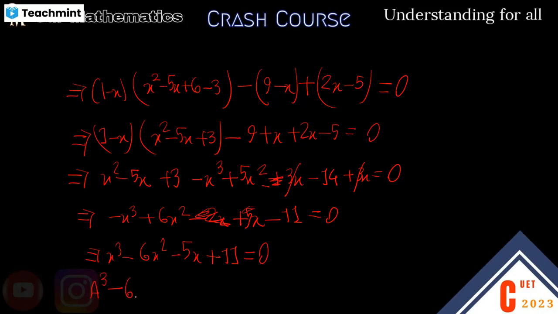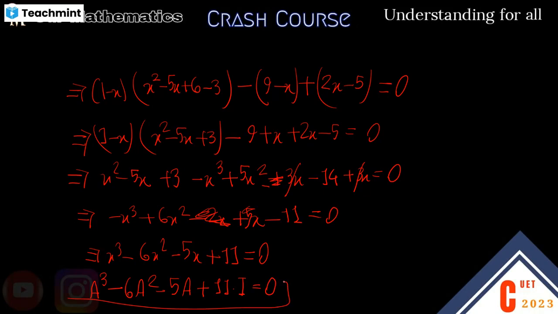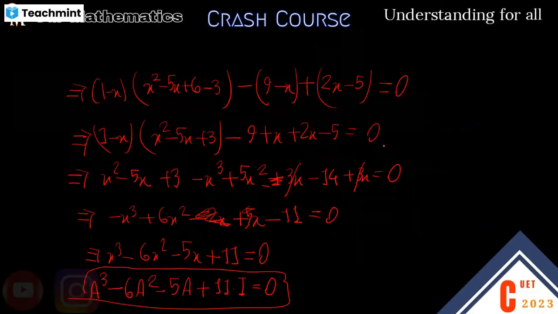Then we can replace x with matrix A: A cube minus 6A square minus 5A plus 11I, since the identity matrix is equal to 1, we can say it is equal to O. Using this, we can easily prove the given thing. Or if we go to find A cube from this, it becomes very lengthy. Finding A cube is very lengthy. And in CUET, you don't need to find A cube. It takes much time, like 5 or 10 minutes sometimes. So just use Cayley-Hamilton theorem.